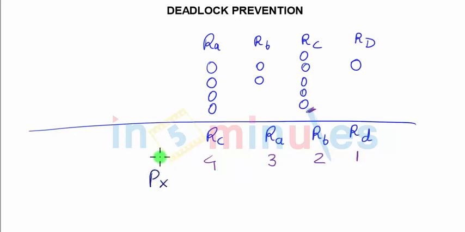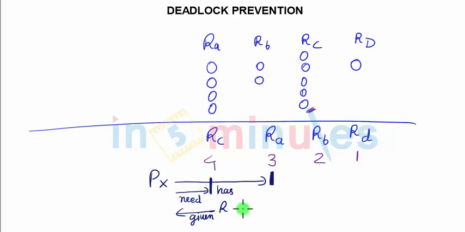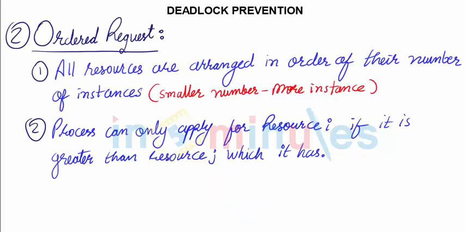We have process X which has an instance of resource A. Now it requires an instance of resource C. Under the scenario, process X is given an instance of resource 4. Now if you think logically how this happened, going back to the rules, we say all resources are arranged in order of their number of instances.